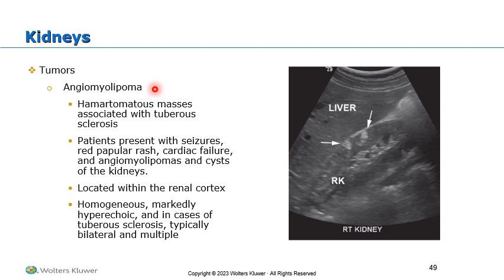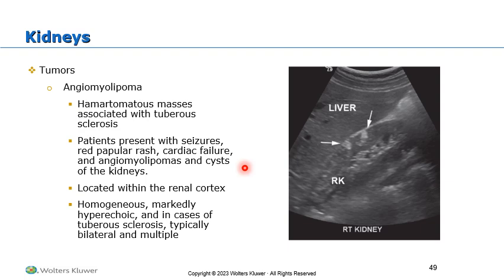Now these, again, remember, they are highly associated with tuberous sclerosis. And patients with tuberous sclerosis may present with seizures, papillary rash, cardiac failure, and angiomyolipomas throughout the body and cysts in the kidney. Now, most of this is because of the tuberous sclerosis as a whole, not because of the angiomyolipoma. The angiomyolipoma is an indicator that there could be tuberous sclerosis. Tuberous sclerosis would then be the cause of all these other challenges.